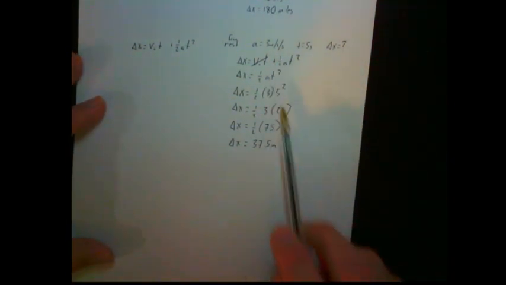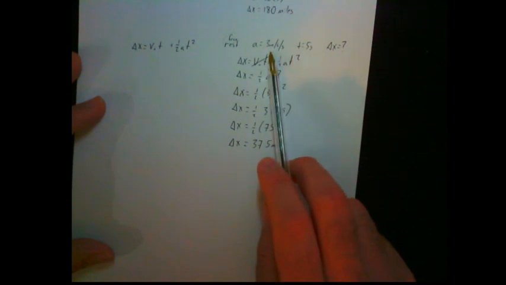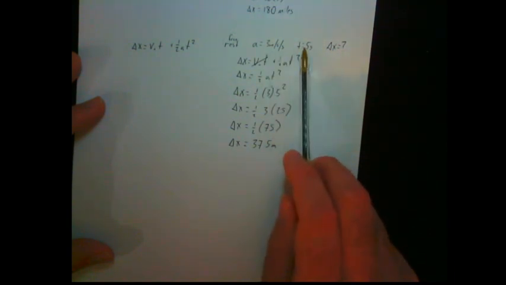What is this showing? This skateboarder, starting from rest, sped up at a certain rate for a certain amount of time, and in that amount of time, accelerating at that rate, he was able to move that distance.